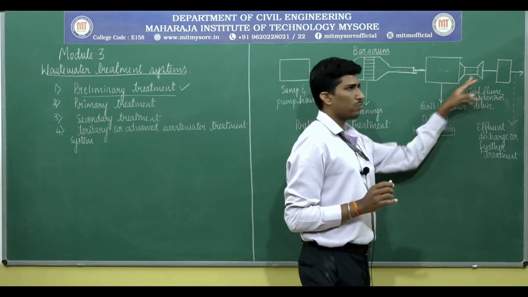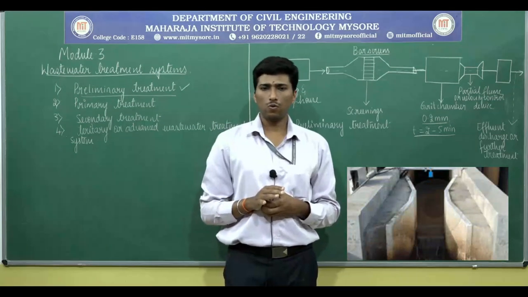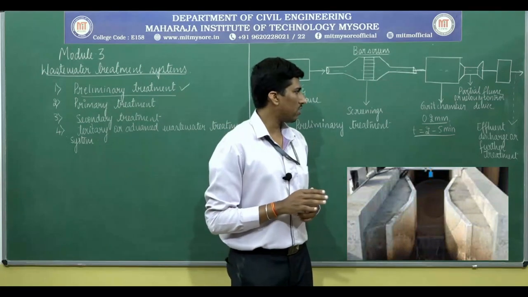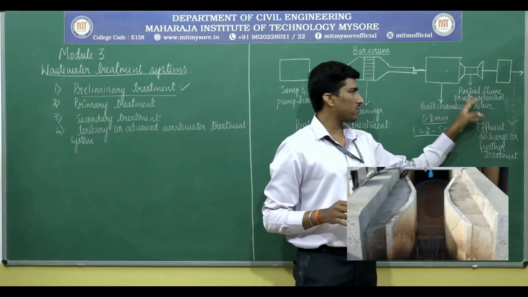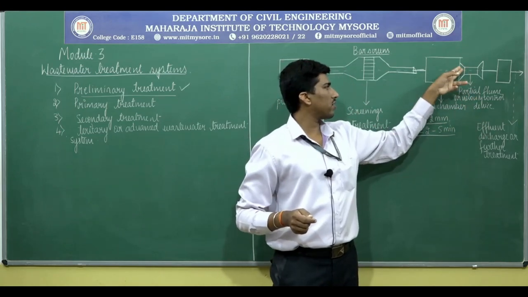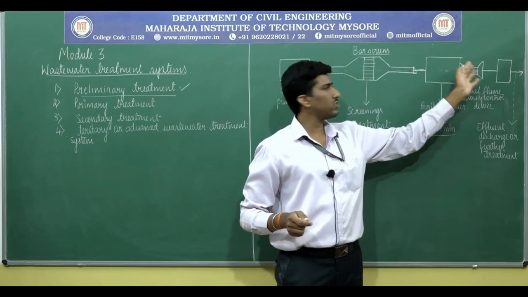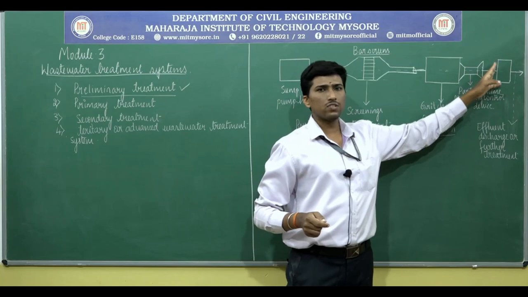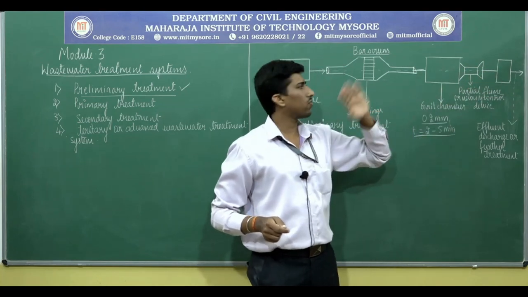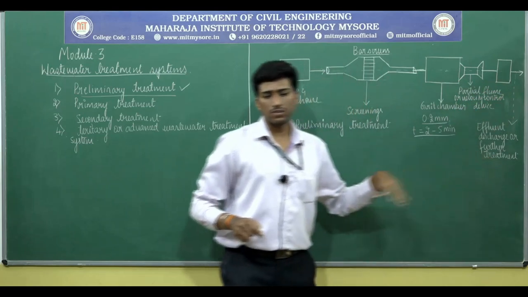Next, a partial flume is provided in order to control the flow as well as the velocity. We call it a velocity control device, where you have a converging part, a mouth portion, as well as a diverging part, followed by any other further treatment.